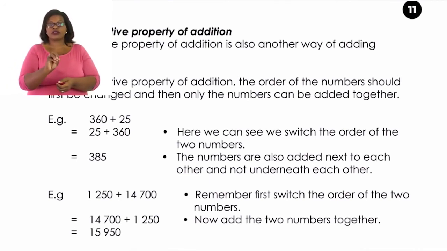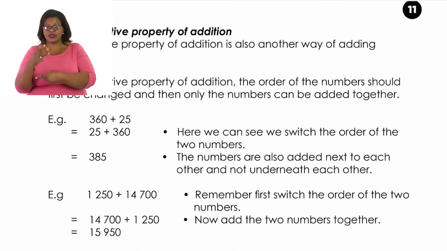360 plus 25. Here we've got only 2 numbers to add. Now when we apply commutative property, we first need to change the order of the numbers. And how do we change the order of the numbers? Here we write the 25 first, plus the 360. After we have changed the order, now we add it together.